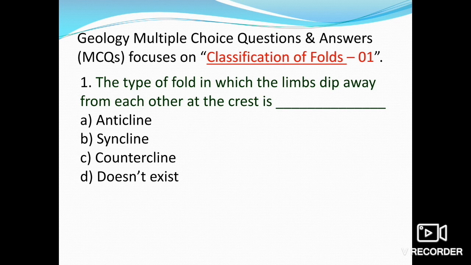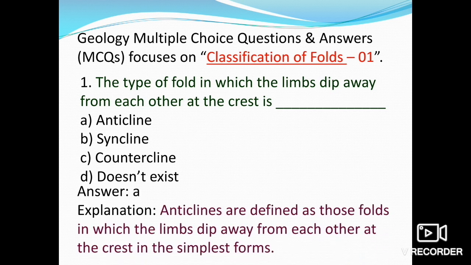So the type of fold in which the limbs dip away from each other at the crest is known as anticline, syncline, countercline, or doesn't exist. So it is basic, very basic. We all know that anticline is the fold in which the limbs dip away from each other at the crest. Okay. So anticlines are defined as those folds in which the limbs dip away from each other at the crest in the simplest forms.